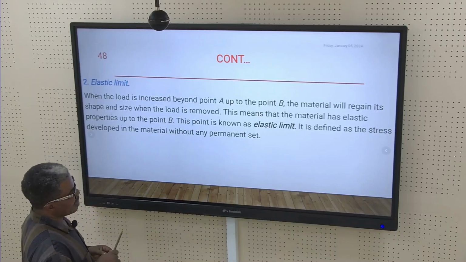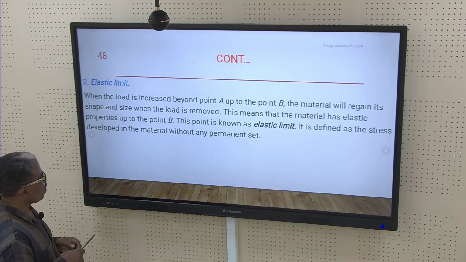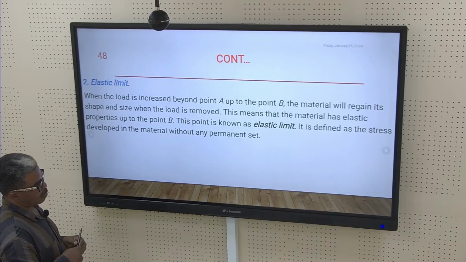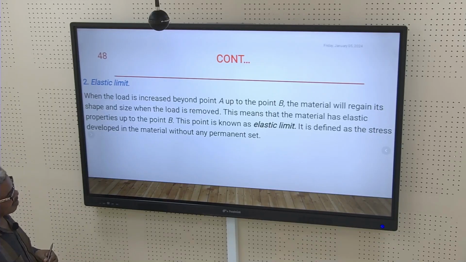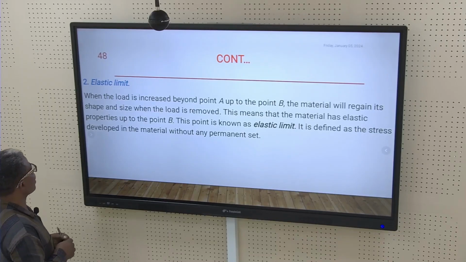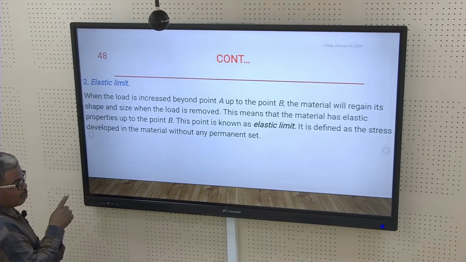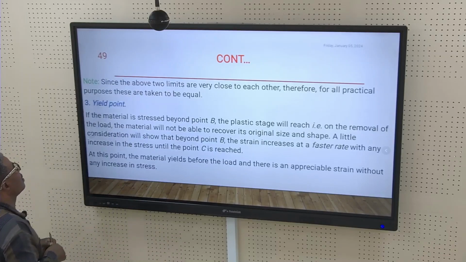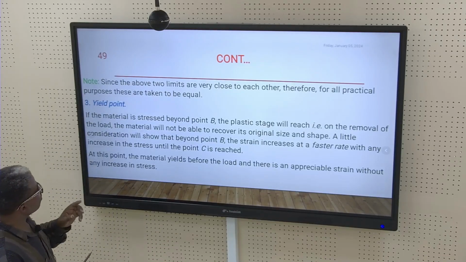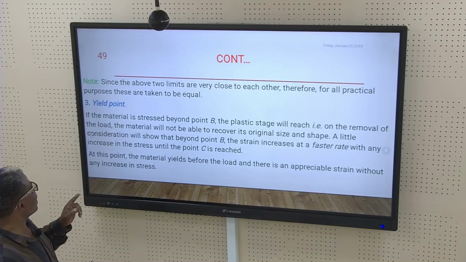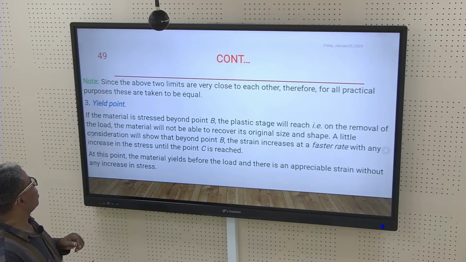It is defined as the stress developed in the material without any permanent set. So the elastic limit is shown where the object can return to its original shape after removal of the applied force. For our graph, it is from A to B. Since the above two limits are very, very close to each other, for all practical purposes these are taken to be equal.